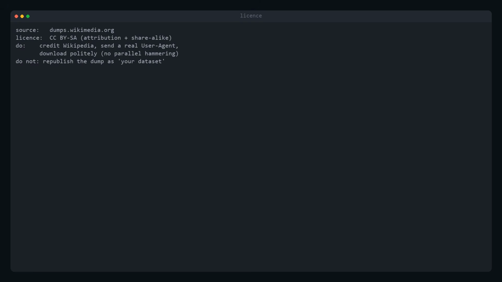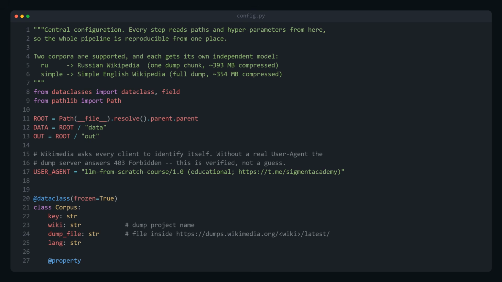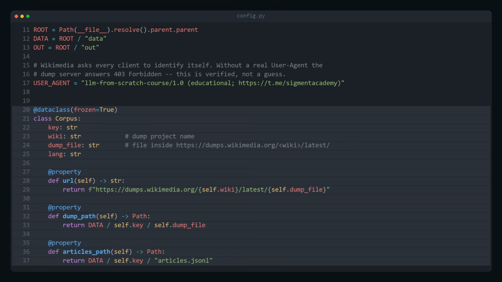A point that is almost always skipped, and it matters. Wikipedia text is not public domain. It is published under the CC BY SA license, which means attribution and sharing derivatives on the same terms. The practical conclusion is simple. Do not publish the extracted corpus as your own dataset, credit the source, and respect Wikimedia's rules when downloading. That is exactly why we identify ourselves honestly with a user agent and do not hammer the server with parallel streams.